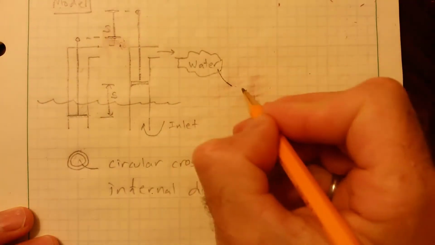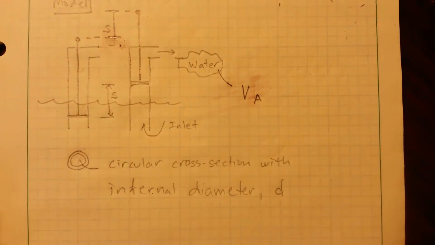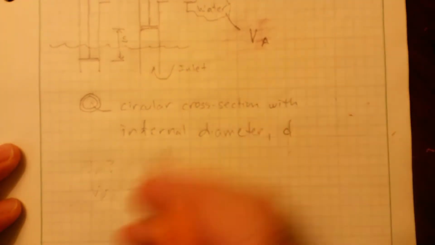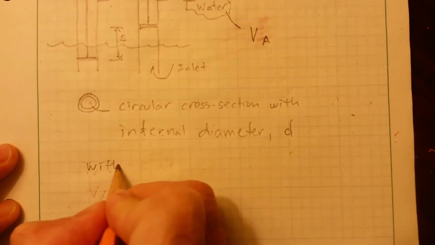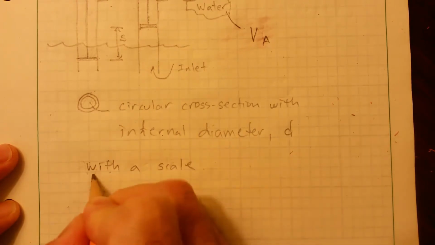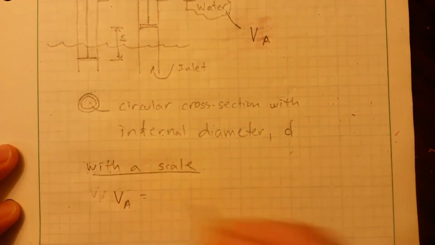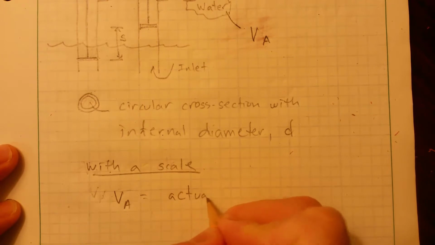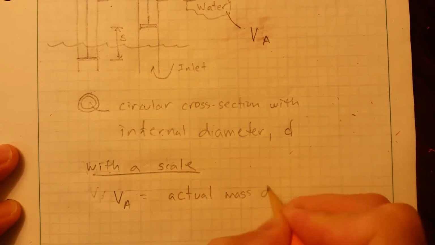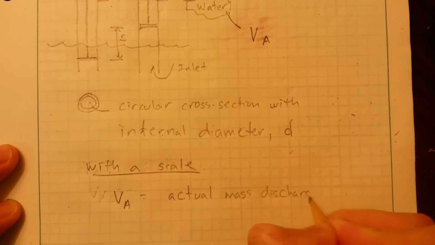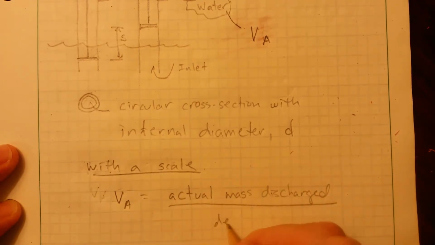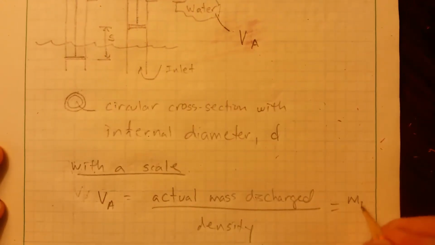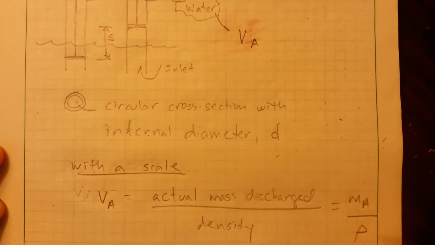Okay, so what do we need to do? We need to measure the volume of the water that comes out of the rod with every stroke. So we will capture the water in a cup and weigh it with a scale. So we have a scale available. We can calculate the amount of water by the actual mass discharged divided by the density of water. And I'm going to write that symbolically as M_A over rho.